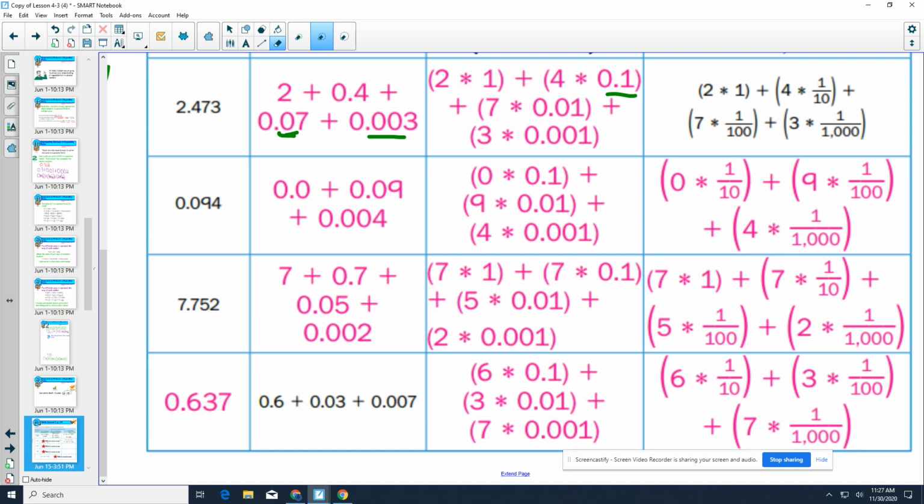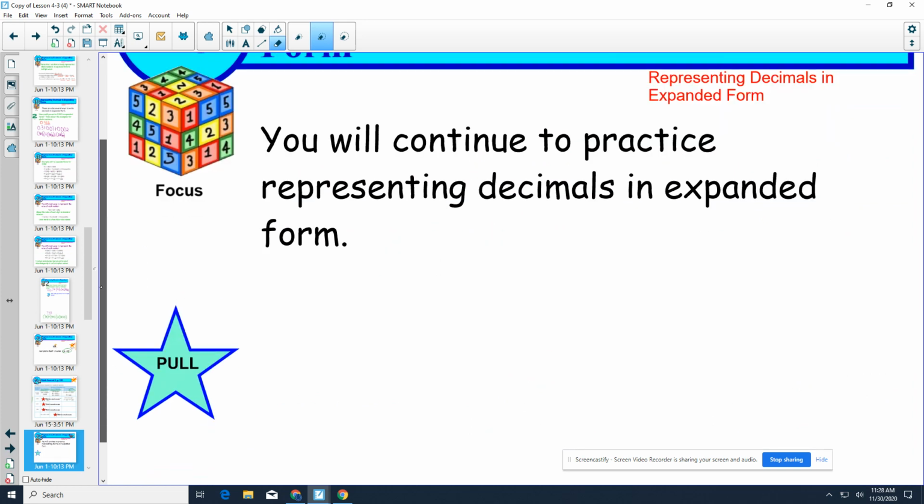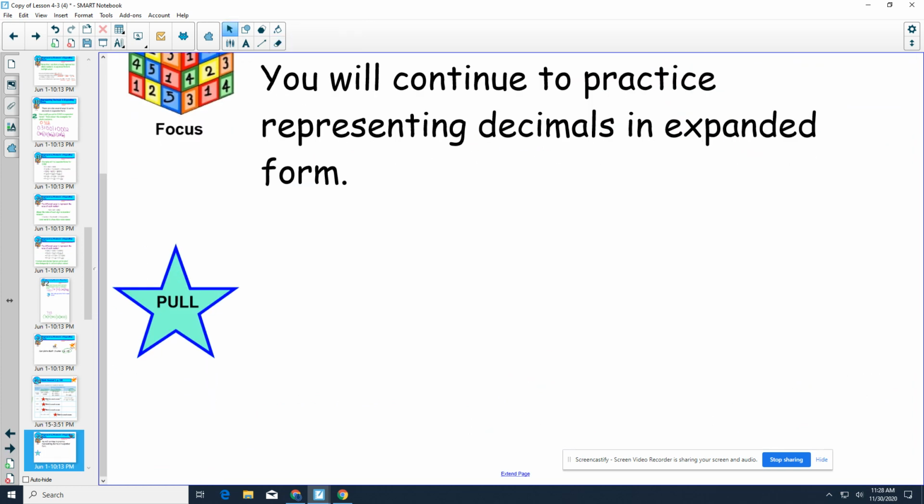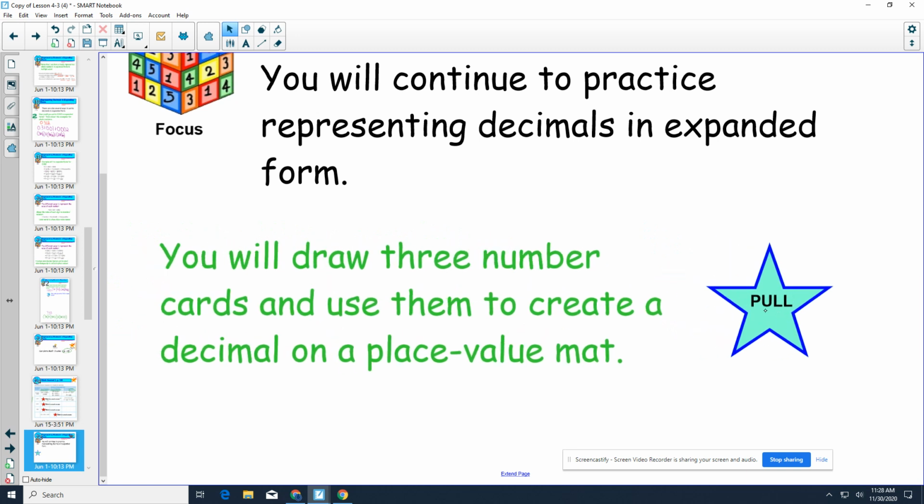And you can see on here in the last one, they give you a little bit of challenge. They want you to go backwards and they decompose the number and they want you to build it back up. Okay, so I could look at that and say, okay, 6/10ths. So there's a 6 in the tenths place, there's a 3 in hundredths, and there's a 7 in the thousandths place. So you will continue to practice representing decimals in expanded form.